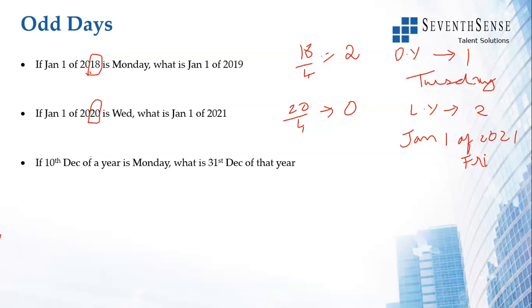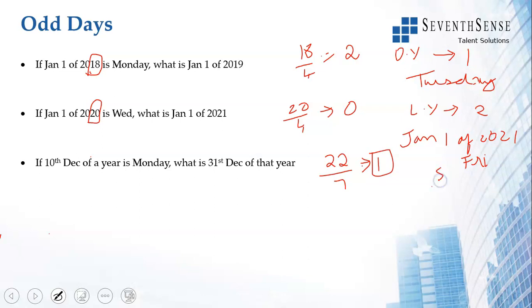We count from 10 to 31, counting both 10 and 31. Okay, count the number of days: 10, 11, 12, 13, 14, 15, 16, 17, 18, 19, 20, 21, 22, 23, 24, 25, 26, 27, 28, 29, 30, 31. Okay, sorry. So that's 22 days. How do you do that? If you have to find the number of odd days, you do 22 divided by 7, which will leave a remainder of 1. So the number of odd days is 1.